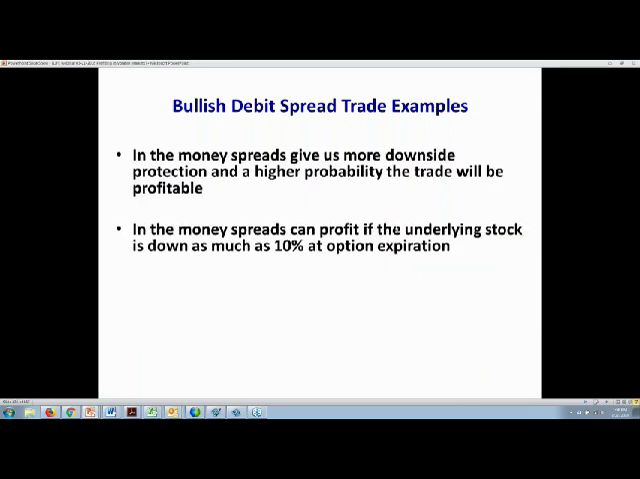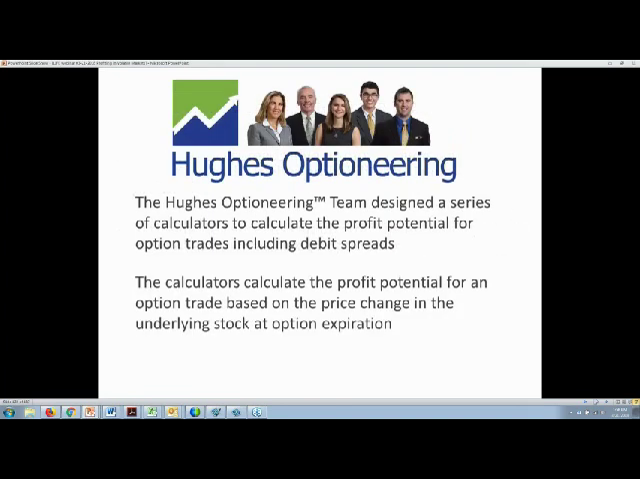In the money spreads give us more downside protection and a higher probability that the trade will be profitable. And you'll see in these examples that these in the money spreads can even profit if the underlying stock is down as much as 10% at option expiration. So we can still profit even if the stock is down. We designed a series of 6 calculators to calculate the profit potential for option trades, including debit spreads.